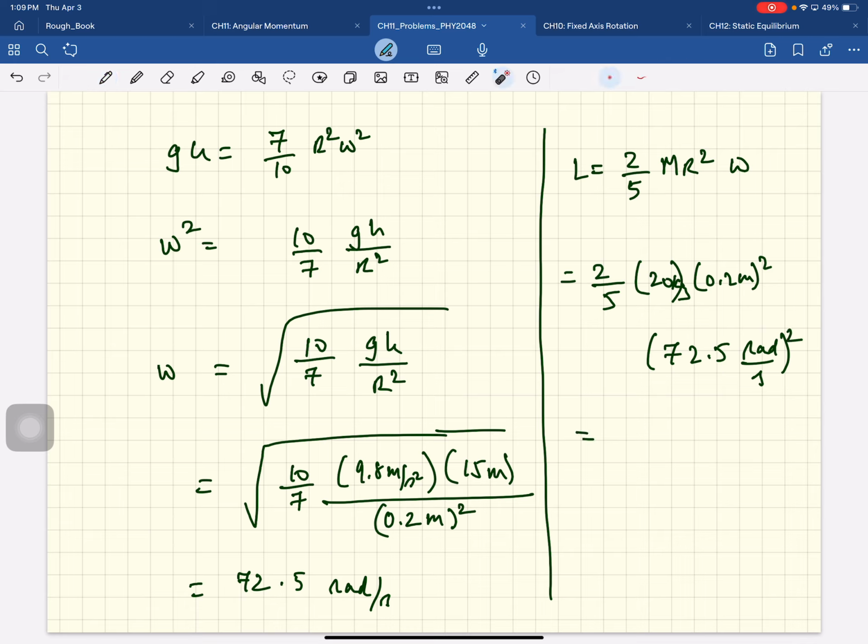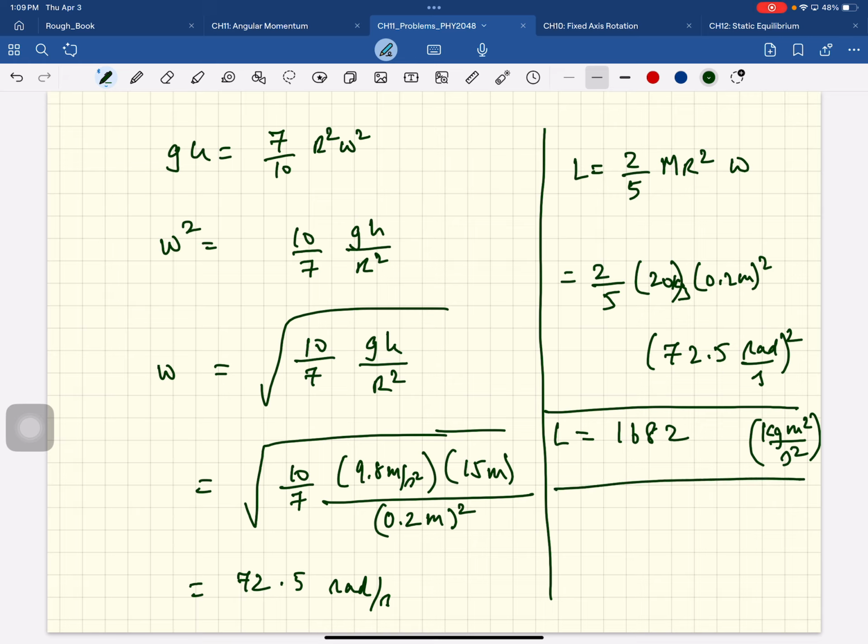Okay, so it'll work out to kg meter square per second. Those will be the units, and this will work out to the magnitude of the angular momentum for the boulder.